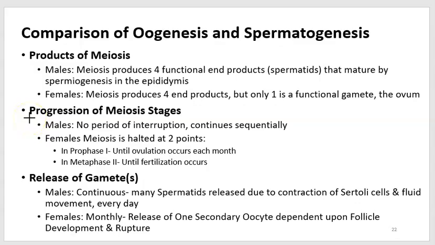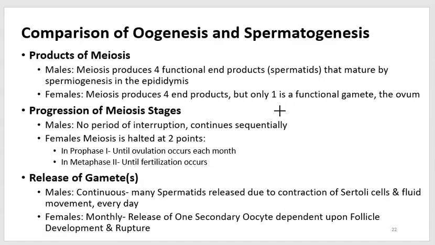Concerning the progression of the stages of meiosis, in males there's no period of interruption at all. Each stage continues sequentially, one after the other. In females, meiosis is halted at two points.